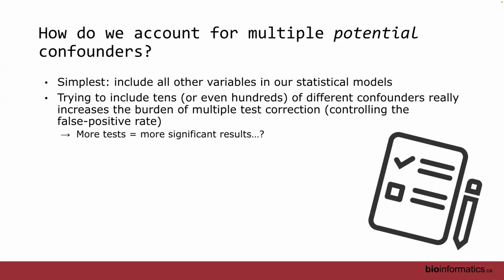Because essentially, if we run more tests, then we're going to end up with more significant results. But that doesn't mean that they are biologically relevant, because the more tests that you run, the more likely you are to have a significant result by chance. So usually we do multiple test correction, but if we're ending up with thousands of tests across thousands of different taxa, then this is going to be really complicated and we end up with nothing that's significant at all.